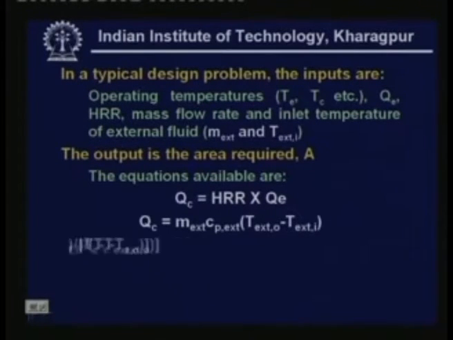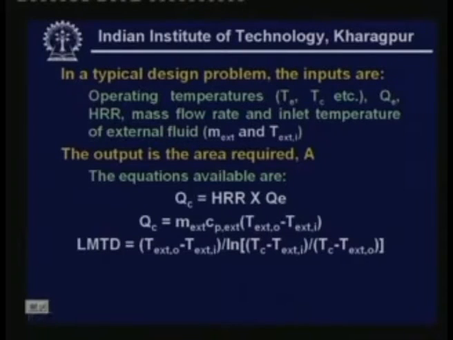The third equation that we will be using is the expression for log mean temperature difference. This is defined in the last lecture. This is defined in terms of the fluid inlet and outlet temperatures and the condensing temperature. Since we know all these temperatures, we can calculate what is the log mean temperature difference. Finally, we use this equation, that is QC is equal to U into A into LMTD. In this equation, QC is known to us, LMTD is known to us, and we have to find out A. So we have to somehow estimate the overall heat transfer coefficient U, so that using this one equation we can calculate what is the area required.